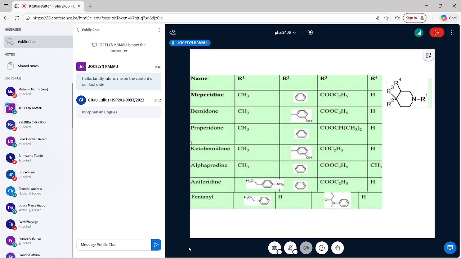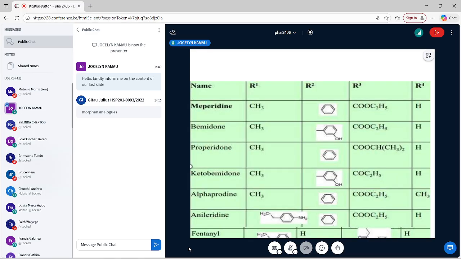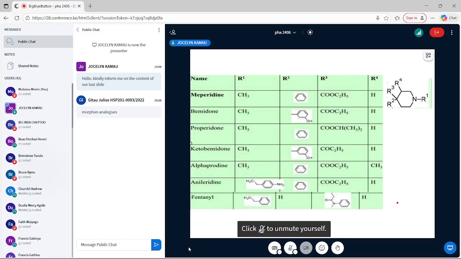Anyway, I think we can still see it the way it is. All right. So we are looking at the examples of compounds that include the 4-phenyl piperidines. And the first compound is a compound we call meperidine or pethidine. Kindly note meperidine or pethidine. Pethidine is a very important drug.